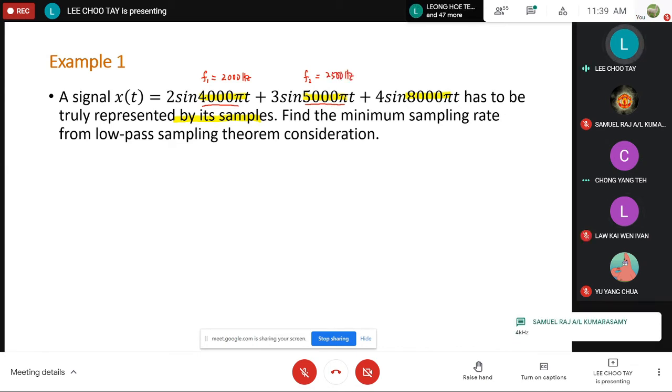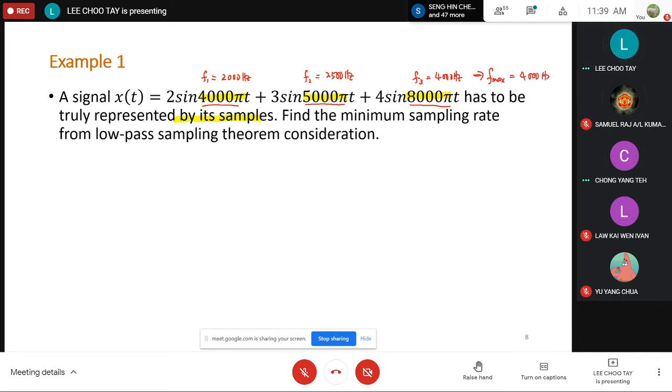2 pi f is 5,000, so f2 is 2005. And this one here, f3, equals 4,000 hertz. All right, so with this, what is your f max? f max is 4,000 hertz, right?